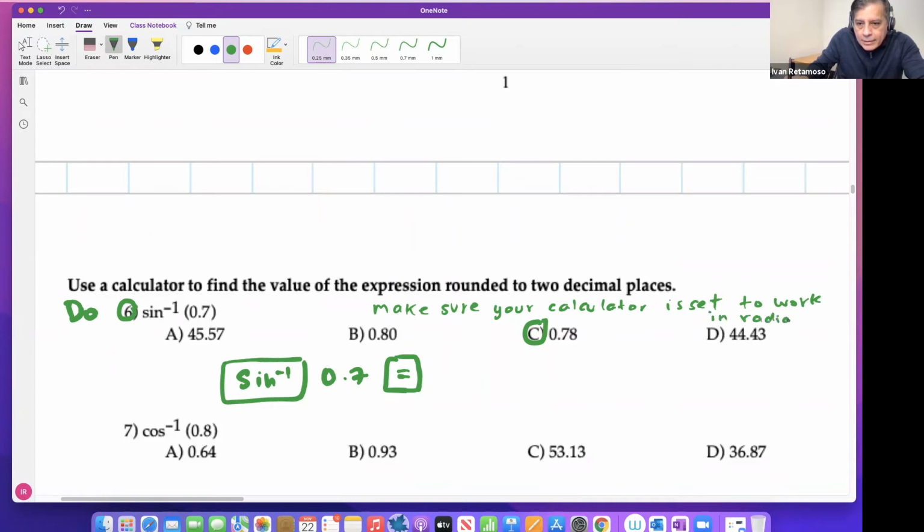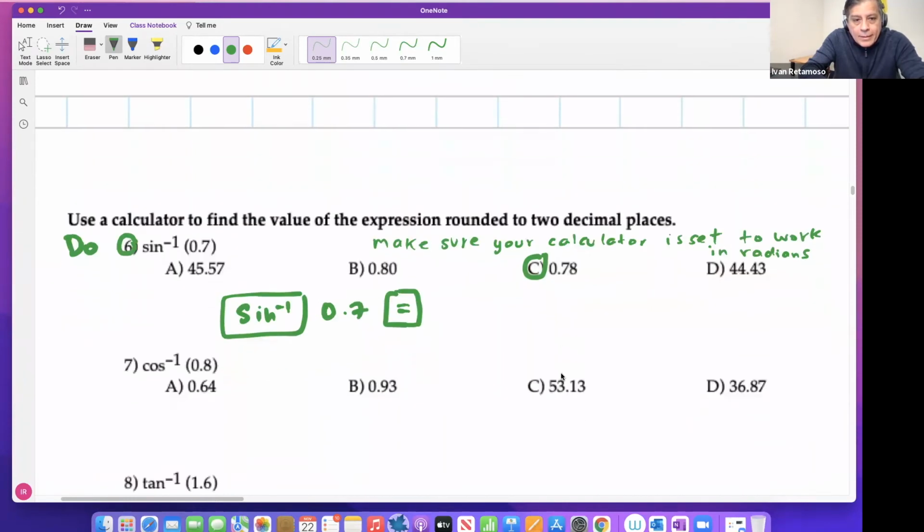Very important, guys. Otherwise, you're not going to get it. It's important to set it to work in radians because otherwise you're not going to find it here or you're going to pick the wrong one. Just make sure radians.